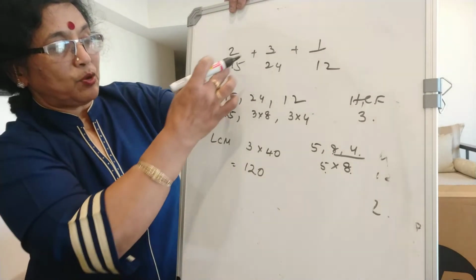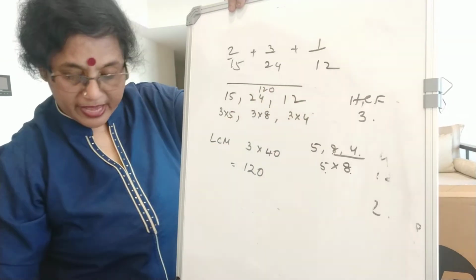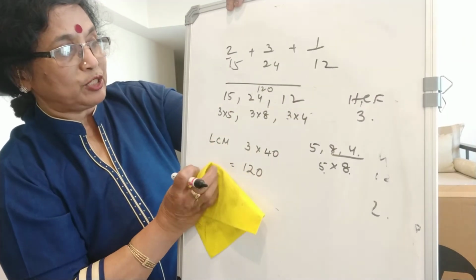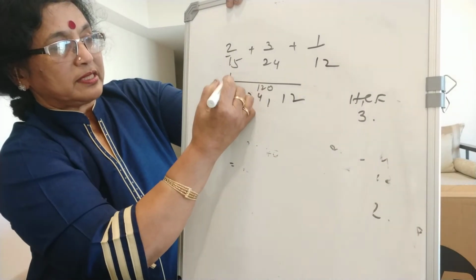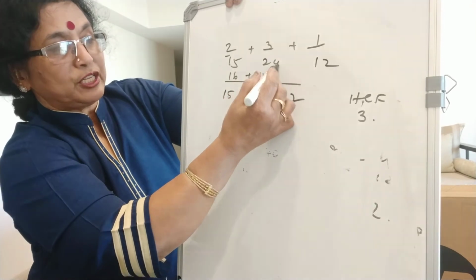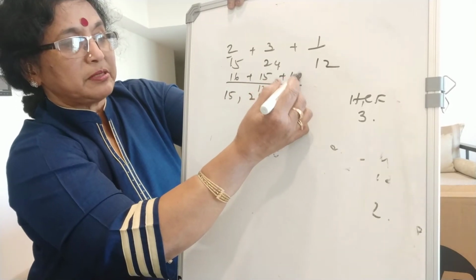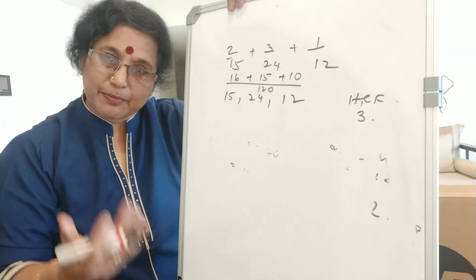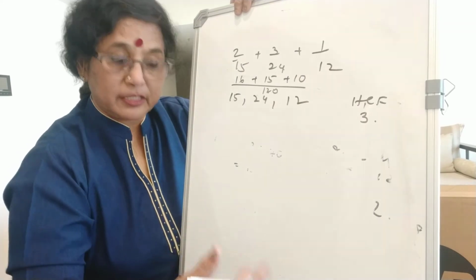So I write 120 here, and then I divide 120 by 15. It goes 8 times. 5 3s are 15, 24 goes in 5 times, and 12 goes 10 times, and it becomes fast. Since I am explaining, children, it takes time. Otherwise, you can do it faster.